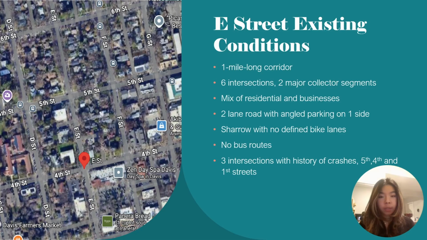The current E Street is a mile-long corridor with 6 intersections and 2 major collector segments. E Street has a mix of residential homes and businesses. The corridor is a 2-lane road with angled parking on the transition between residential and business areas. The corridor is a street prioritizing cars as there are no marked bike lanes, there are no bus routes, and 3 of the 6 intersections have a history of crashes.